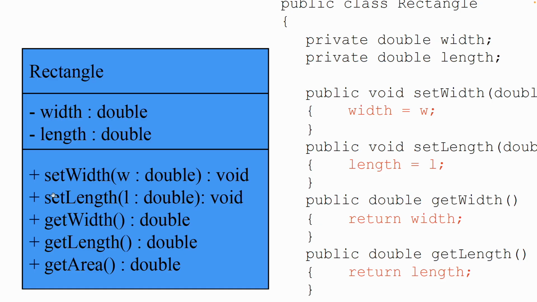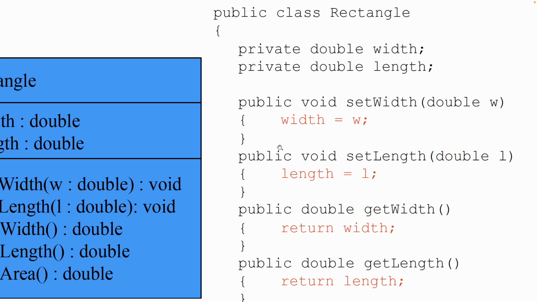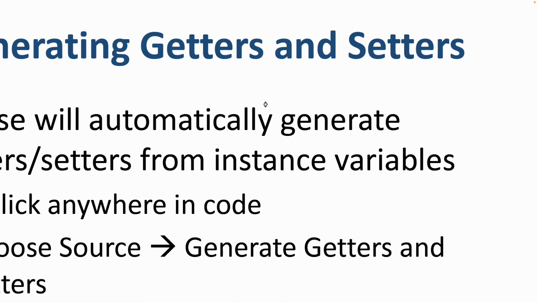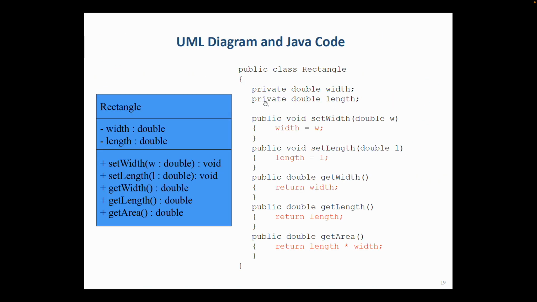So by just looking at this rectangle, this shape, this diagram, I can implement this code now. Its name should be Rectangle. I need these two variables. They should be private. I need to zoom out. I have these setters, getters, and this getArea function.